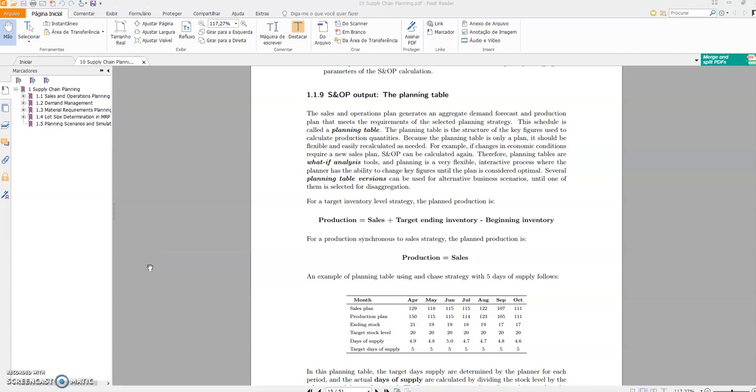Hi, this video is to show you how to work in the planning table in our supply chain planning class notes. This is page 15 of our class notes, and then we have the sales and operations planning. One of the outputs is the planning table, this table here, and I'm going to show you how to compute this table so you can work on some of the problems.